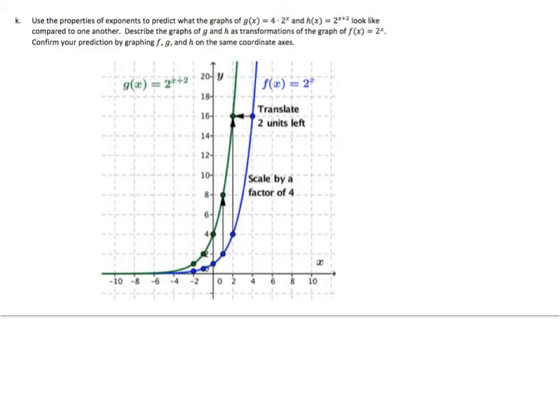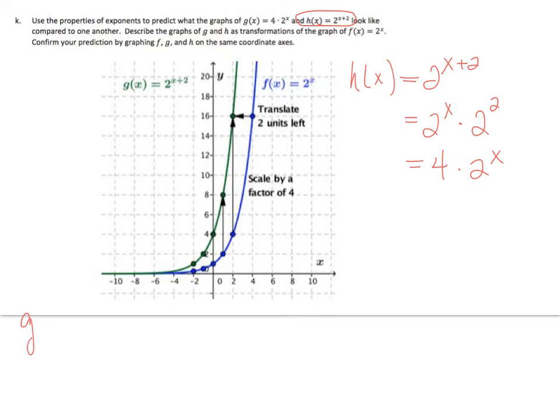All right, let's use what we know about properties of exponents. So if I just grab this function right here and mess with it, I've got h of x equals 2 to the x plus 2. That's the same as 2 to the x times 2 squared, correct? That gives me 4 times 2 to the x. So if we have everything on here, g and h are the same, so they would graph the same.